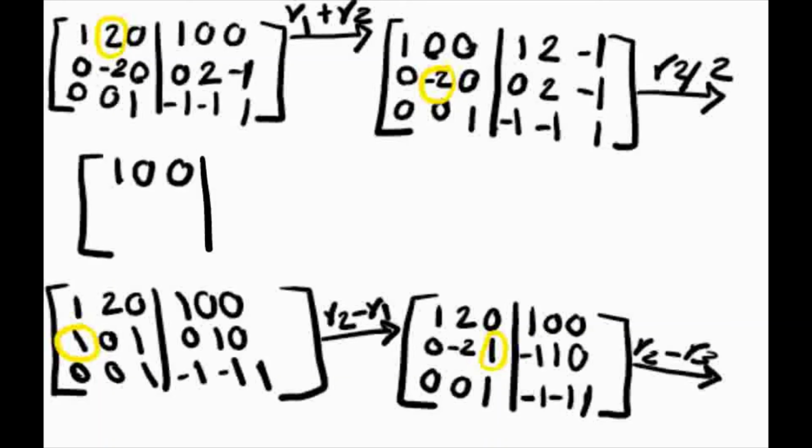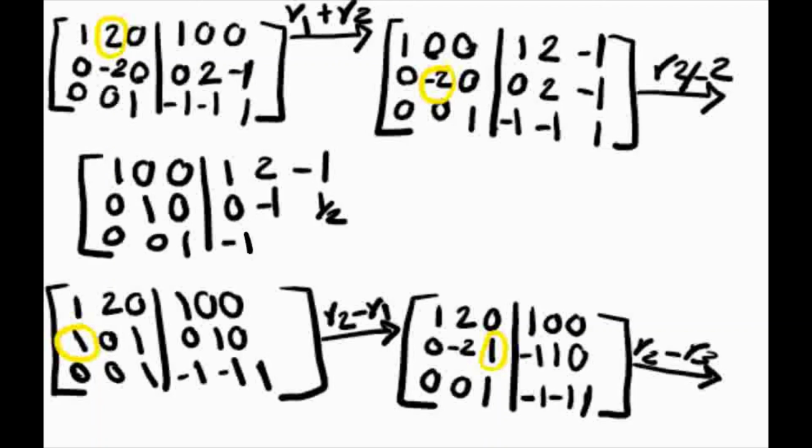So first row will stay the same, 1, 2, minus 1. And then second row, 0 divided by 2 is 0, minus 2 divided by negative 2, because we don't want that negative either. So divide by minus 2 or negative 2. It's going to give me a 1, and then 0 divided by negative 2 is 0, 0 divided by negative 2 is 0, 2 divided by negative 2 is negative 1, negative 1 divided by negative 2 is giving me half, and then I have 0, 0, 1, minus 1, minus 1, and 1.